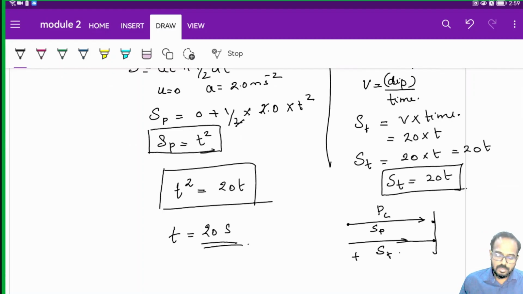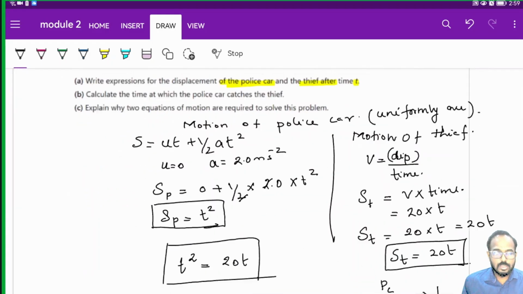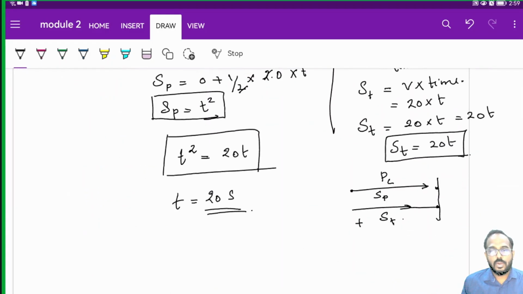Okay. Next, third. Explain why two equations of motion are required to solve this problem. Because the two motions are different. One is with a constant acceleration, one is with a zero acceleration, right? One motion is with a constant acceleration.